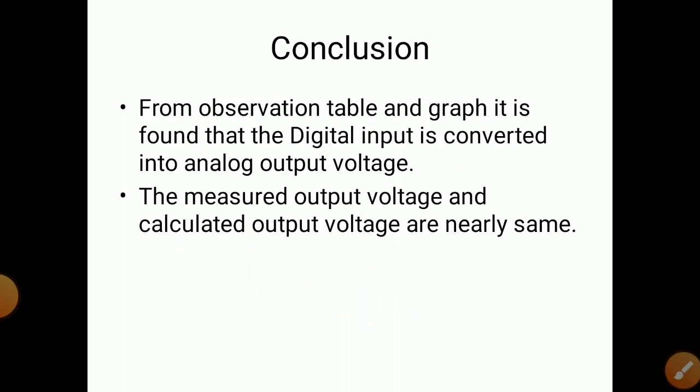And what is the conclusion after studying this? From the observation table and graph it is found that the digital input is converted into analog output voltage. And second, the measured output voltage and calculated output voltage are nearly the same. There is a little bit of difference between measured and calculated output voltage because of fluctuation in voltage while taking the experiments. Like this we studied the digital to analog converter in this video.